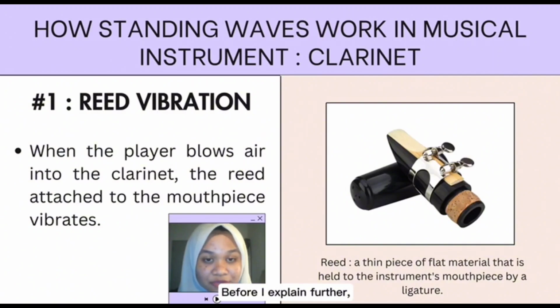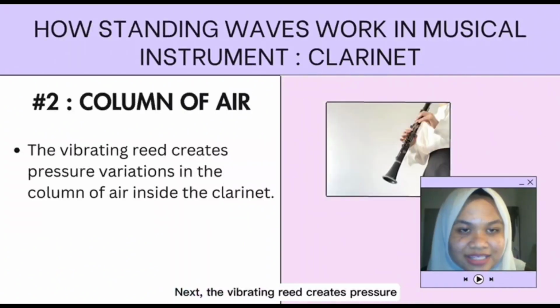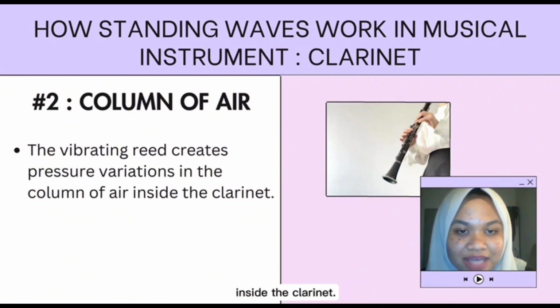Before I explain further, you might ask, what is a reed? Well, a reed, as you can see in the picture, is a thin piece of flat material that is held to the instrument's mouthpiece by a ligature. When the player blows air into the clarinet, the reed attached to the mouthpiece vibrates. Next, the vibrating reed creates pressure variations in the column of air inside the clarinet. The sound waves you create travel down the pipe and bounce back when they reach the closed end.